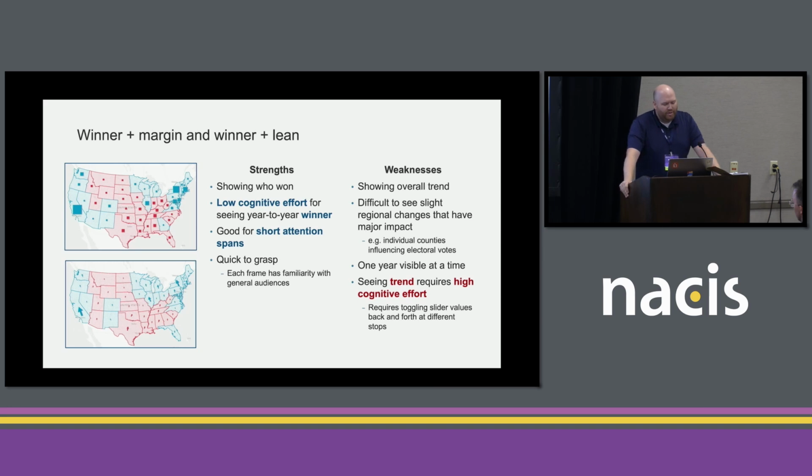With those winner maps, the winner plus margin and winner and lean, they're really good for showing who won, but they're not great for showing an overall trend. It takes a lot of effort. You have to use that slider, and then your brain has to try to figure out where it is trending in Florida versus Wisconsin. How does it look? But they're good for showing results, and they're quick to grasp.